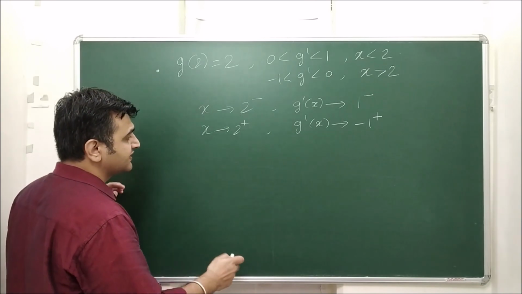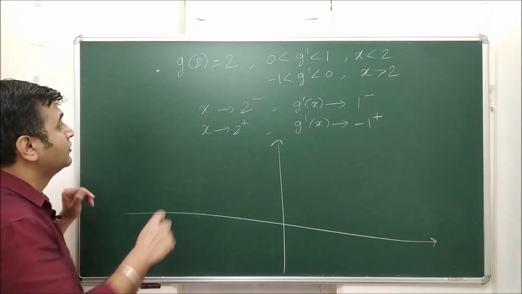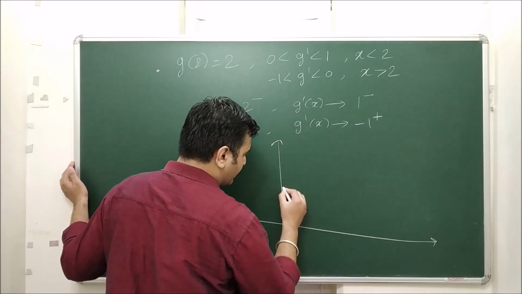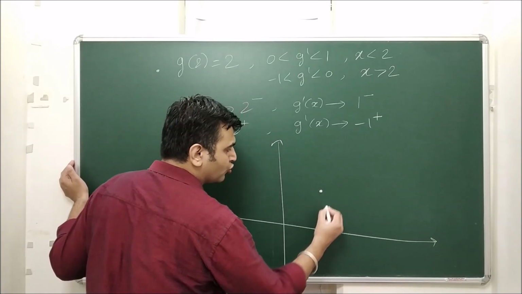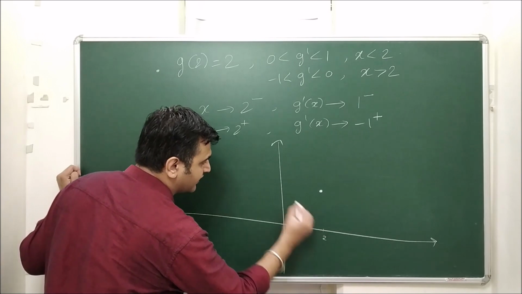Suppose this is the question and my job is to sketch the graph of this function. So g of 2 is 2, so if this is 2 and this is 2, suppose this is my point (2, 2). Okay, so that's one thing.